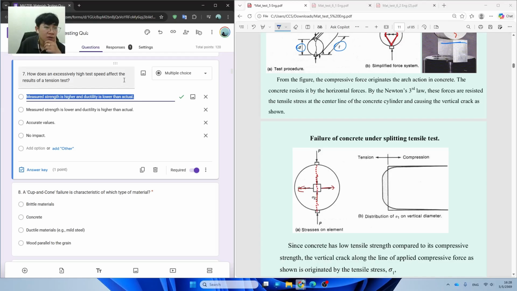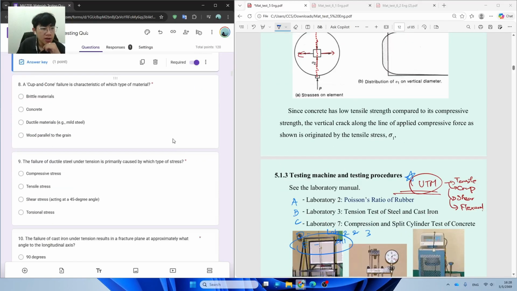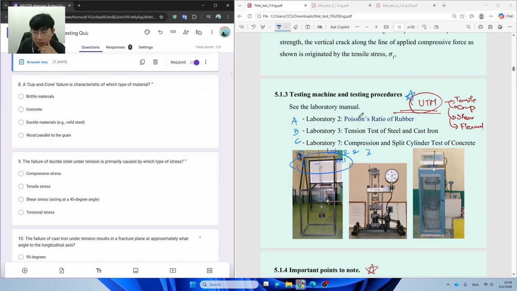So that's why when we test at really high speed, the measured strength is higher than normal, and the ductility is lower than actual because it has no time to yield. You just pick the top one, and again, I would like to repeat this: in the testing lab, we use a lot of UTM machines. UTM comes from Universal Testing Machine, and we test for tensile, compressive strength, shear, and flexural. And in the examination, you need to pick a proper test according to the questions.